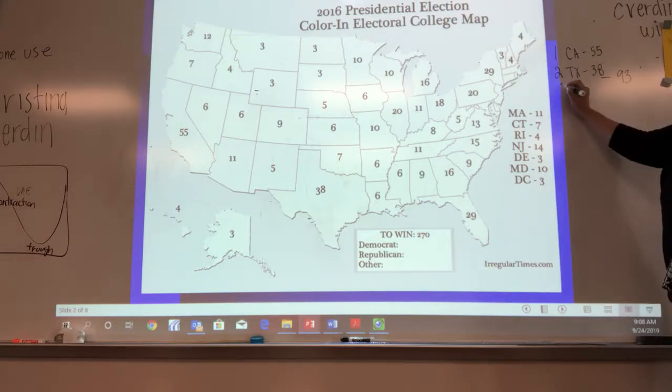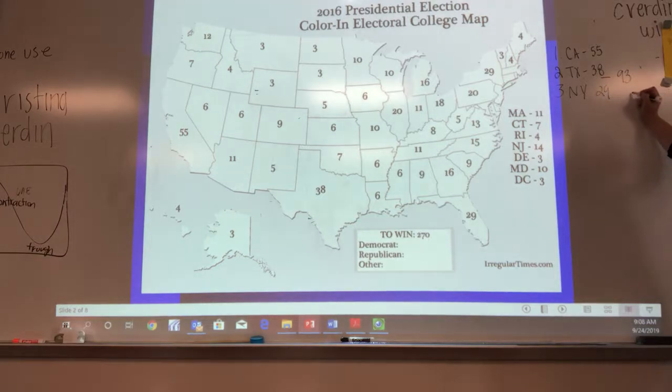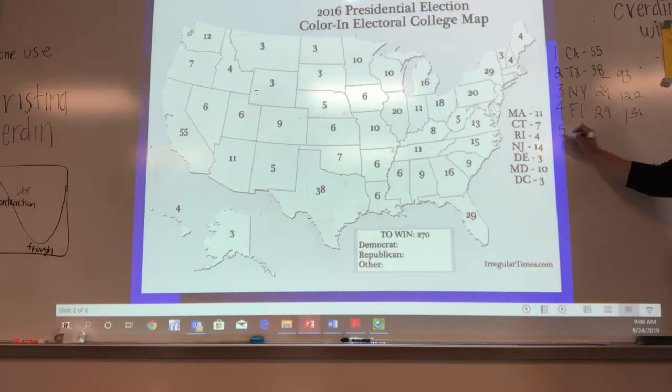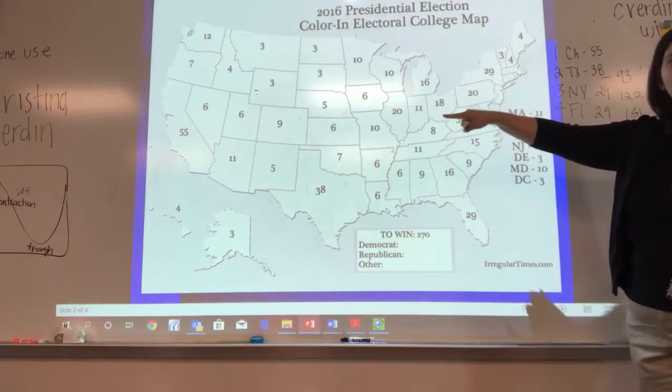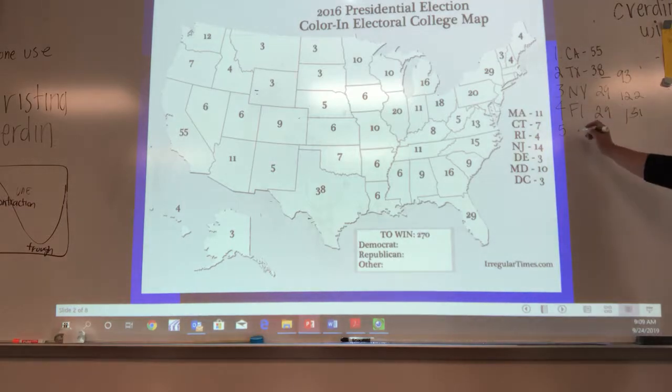Florida or New York. So I'm gonna do New York, which gives me 29, which should give me 122. Okay, and then I have Florida, which is 29, that should give me 151. What's next, big? Illinois. Pennsylvania is 20, is there anything bigger than 20? No. So Pennsylvania is 20, that gives me 171.